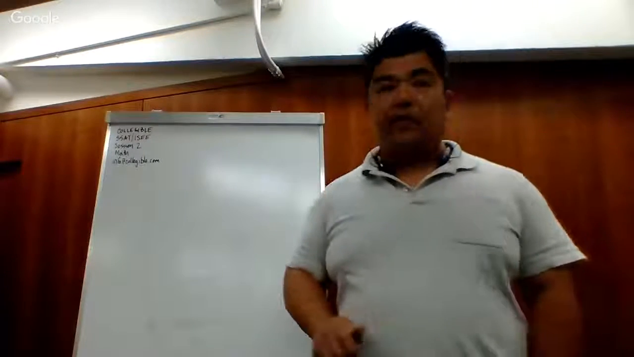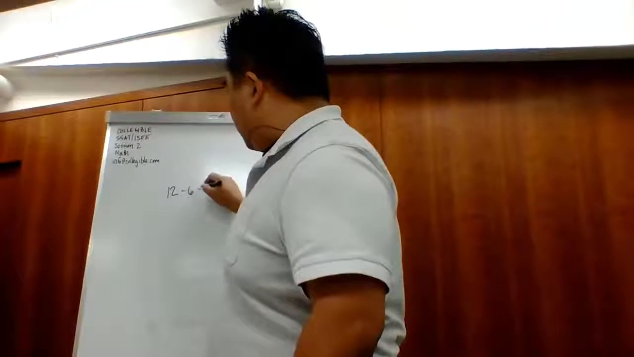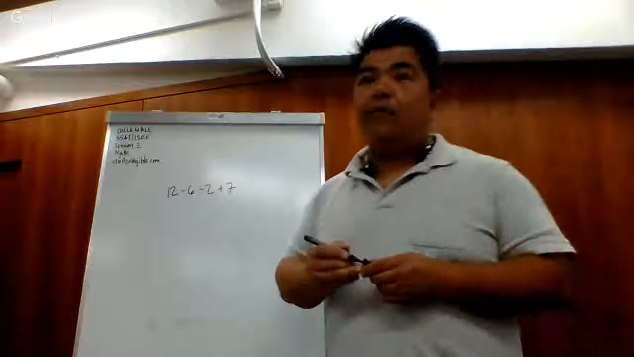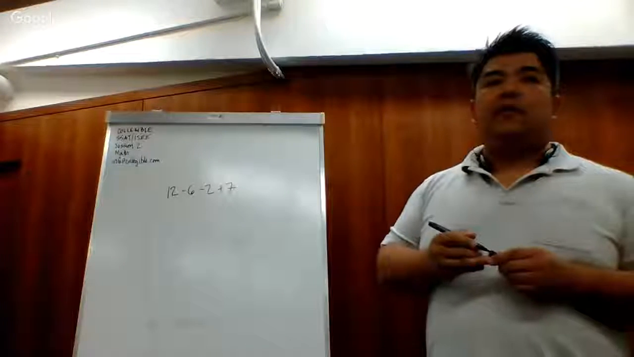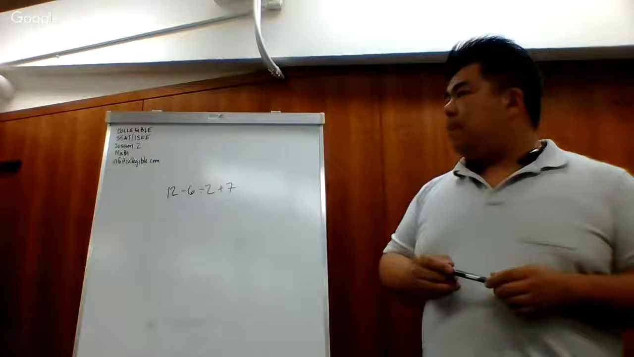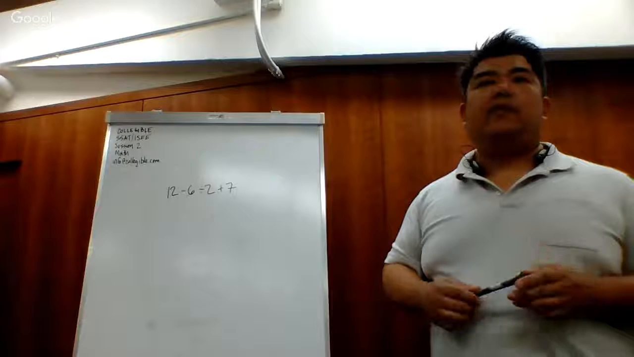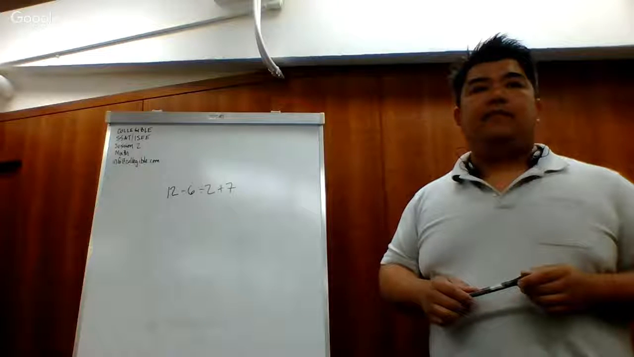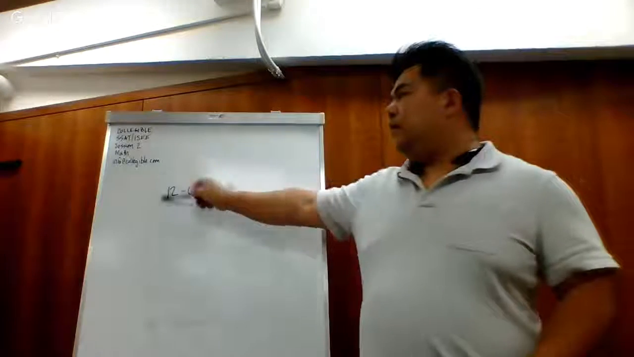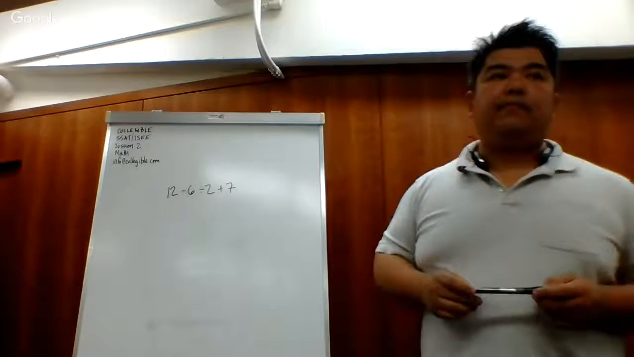Ineza, you want to read that one for us? 12 minus 6 divided by 3 plus 7. Okay, good. So that's what we have there. Why don't you solve that for us? Where do you want to put them? Who agrees with Ineza on putting parentheses there? Ineza, of course. But why would you put parentheses between this and this? Why would you do that? Because you're dividing.